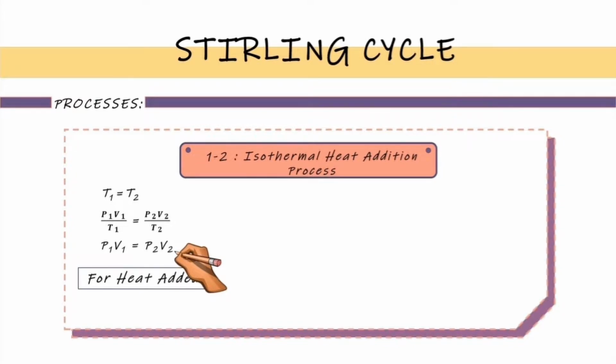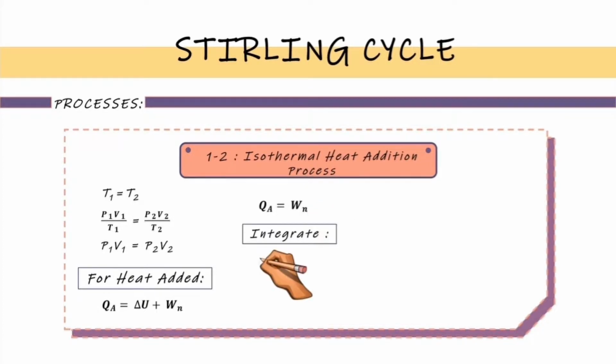For the heat added, the general equation of heat is Q equals to delta U plus Wn. Since the temperature at point 1 to 2 is constant, so the delta T is equal to 0. Therefore, the general equation of heat will be QA is equal to WN. Leading us to WN is equal to the integral of PdV.